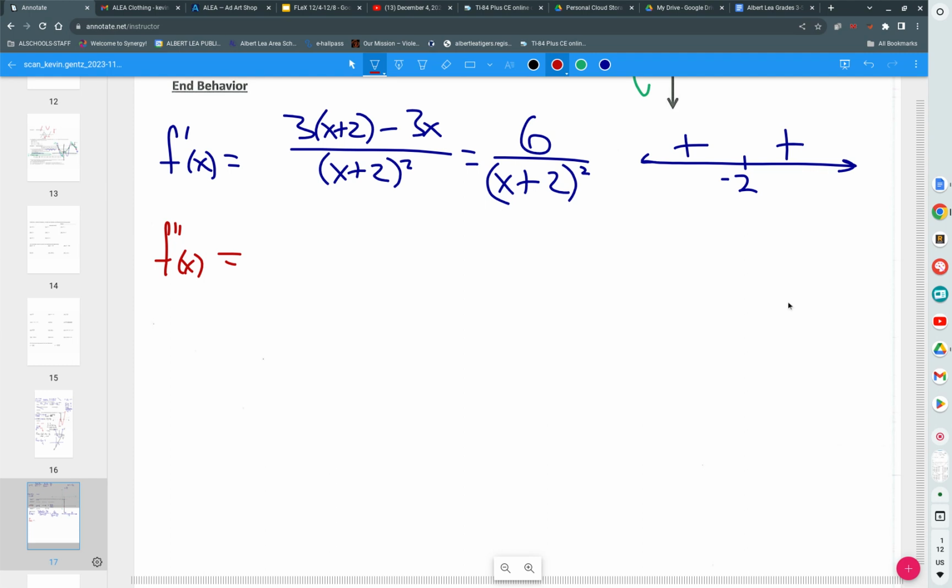Okay, what rule did you talk about? Oh, you used the chain rule, so you rewrote this as 6 times x plus 2 to the negative 2 power? Could you use the quotient rule? Yeah, it gets messy. I don't really care for it in that situation. I think that that's easier.